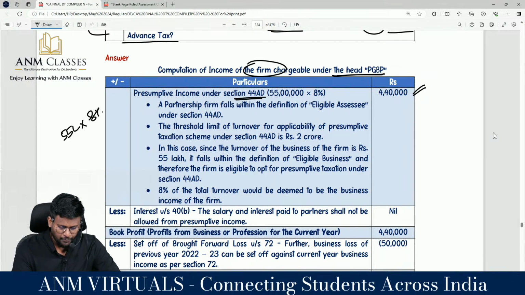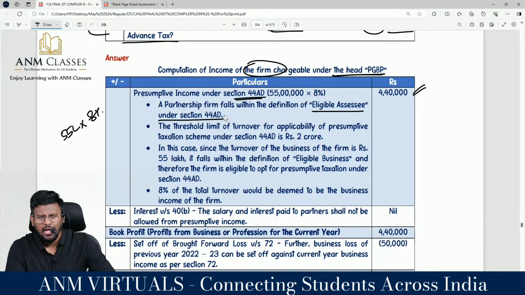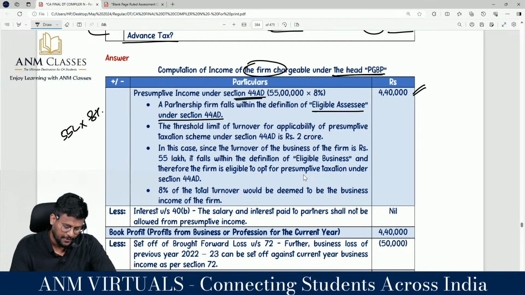A partnership firm falls within the definition of eligible assessee under 44AD. Are you remembering who and all are eligible assessee? A resident individual, a resident HUF, a resident partnership firm except LLP. So this guy can travel through 44AD. Brilliant, sir. The threshold limit of turnover for applicability of the presumptive taxation scheme under 44AD is 2 crore. Yes, if we do not consider the cash limit, it is 2 crore.